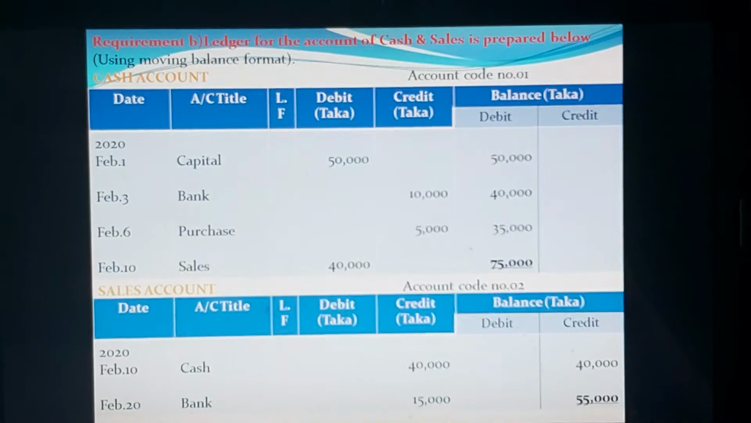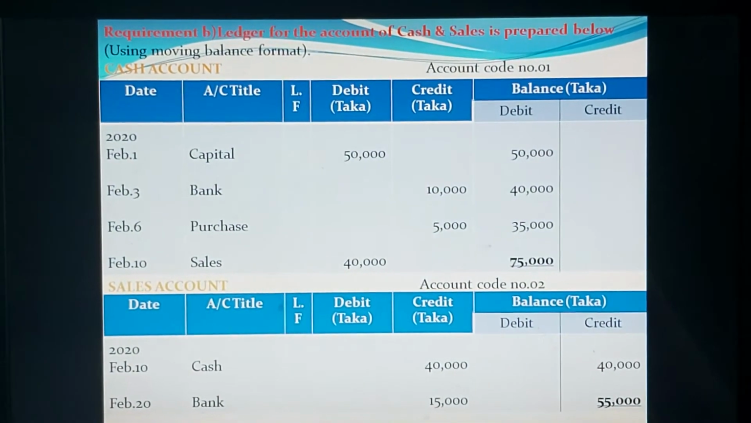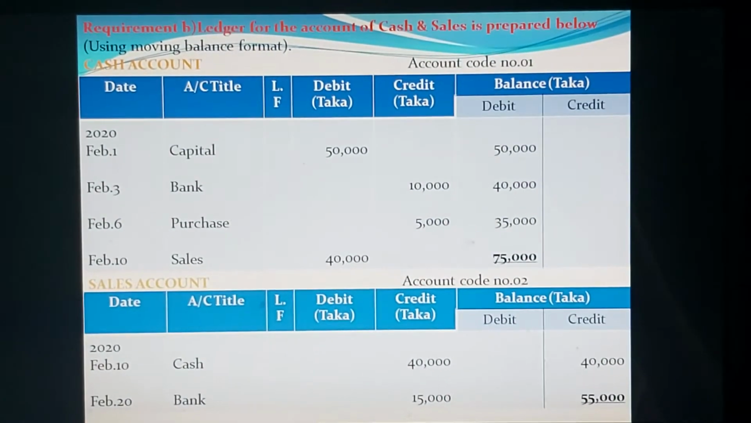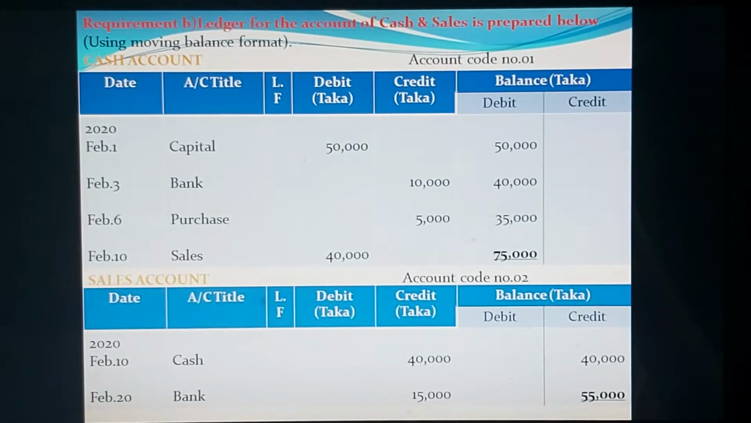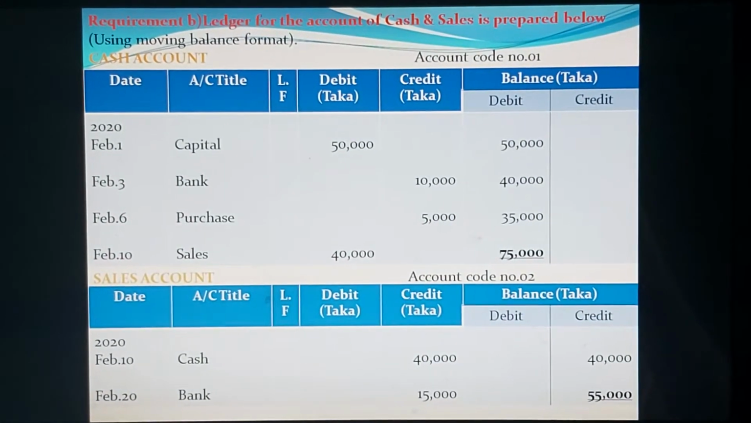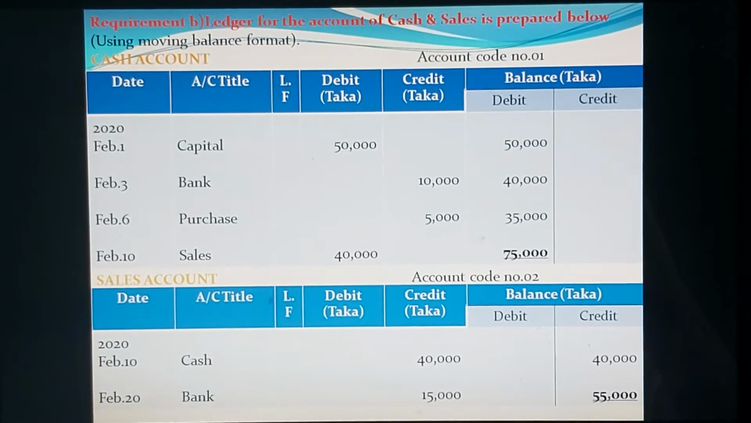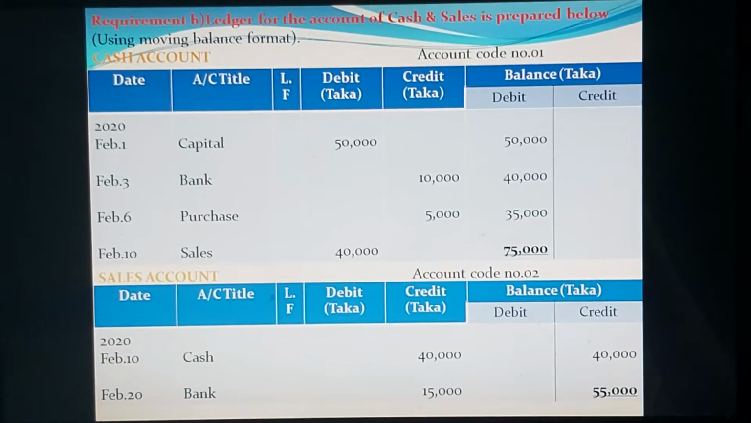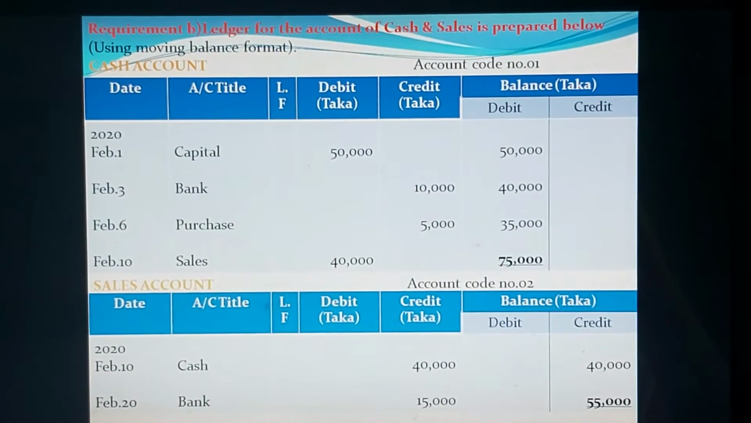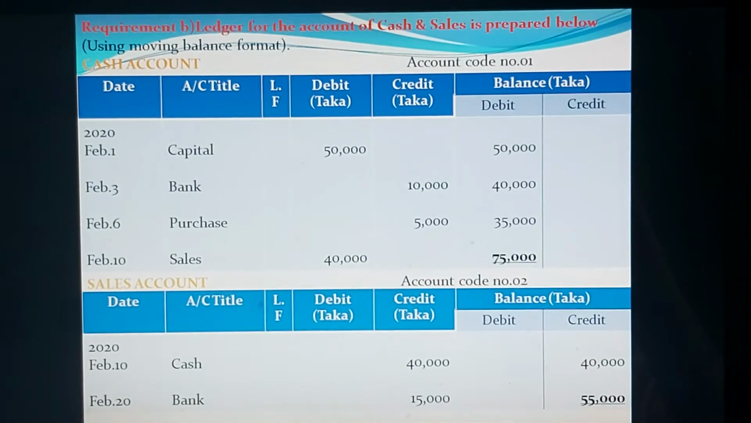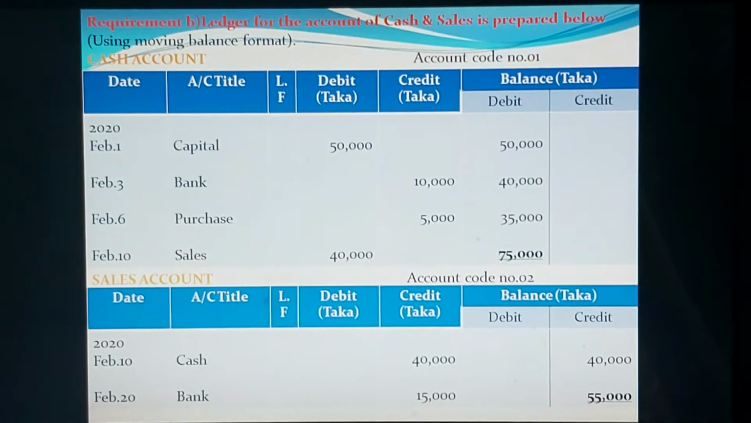Cash account: on the right side you have to write account code number 01. Totally 7 columns are available: date, account title, ledger folio, debit taka, credit taka, balance taka that is debit, and balance taka that is credit. Another one after the cash account is number 2, the sales account. On the right side you have to write account code number 02.